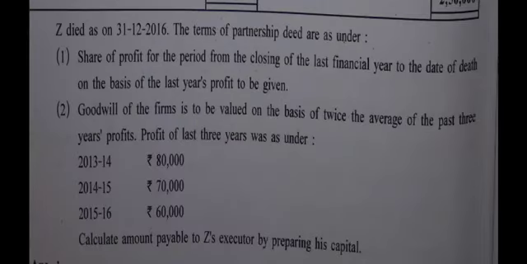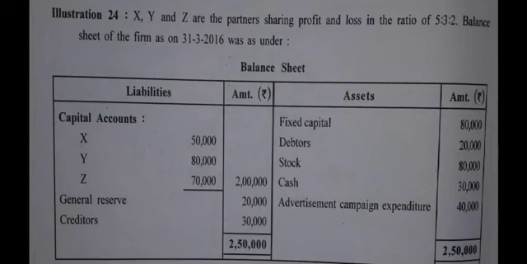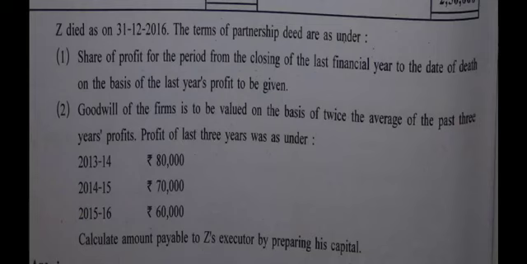Done? Then adjustment number 1. Z died as on 31/12/16, and your accounting year is 1/4/16. 1/4/16 is the beginning of the new accounting year, and Z died before the completion of accounting year, that is 31/12/16. So the time span is 9 months. Very first adjustment, share of profit for the period from the closing of the last financial year to the death on the basis of last year's profit to be given.